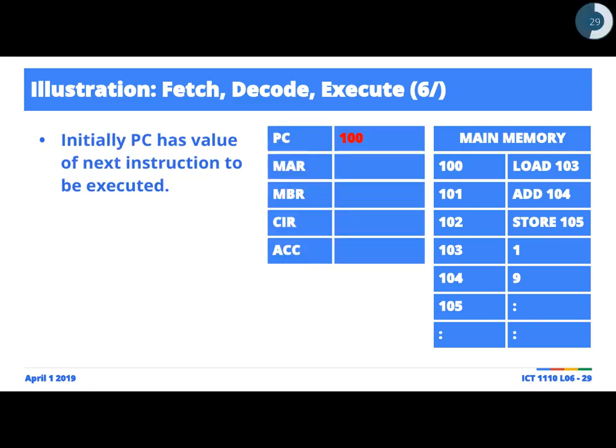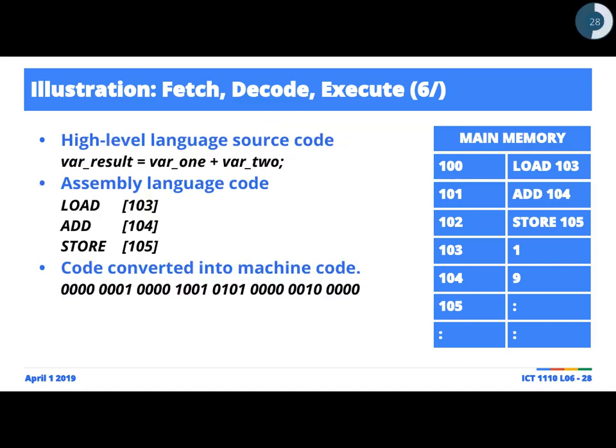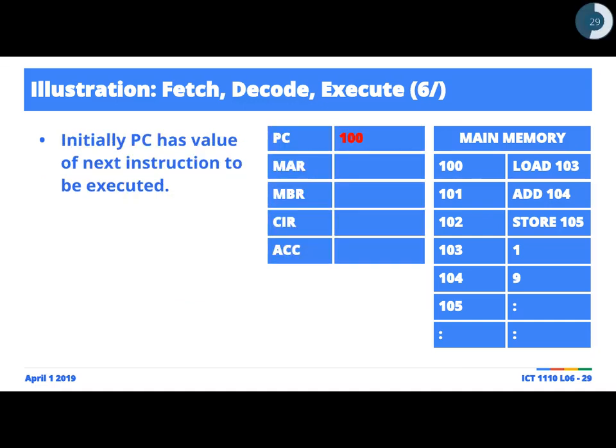So the question is, what exactly happens behind the scenes? We said the first thing that happens is that initially, the PC will be initialized with the next instruction that needs to be executed. In this case, the next instruction that's going to be executed is located at memory address 100, which is the load 103 instruction. So pay attention to the red text here.